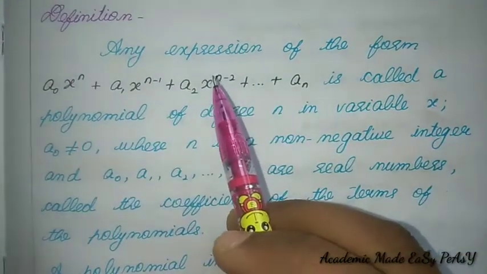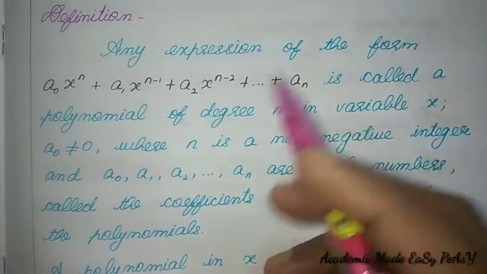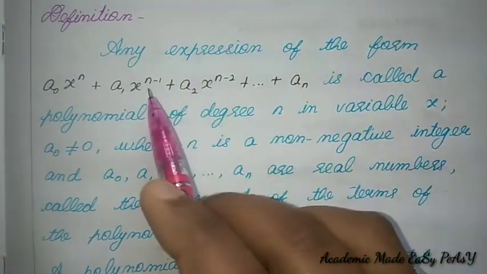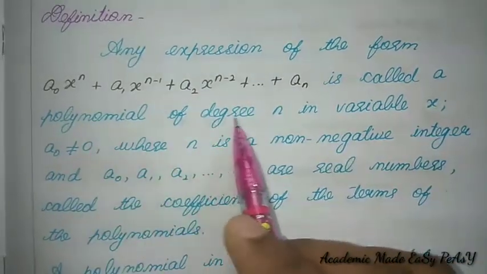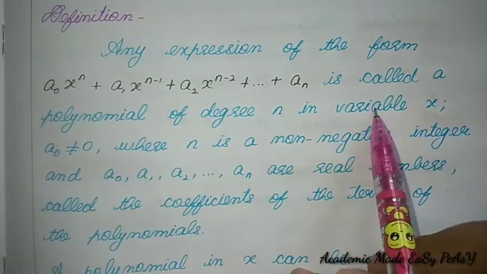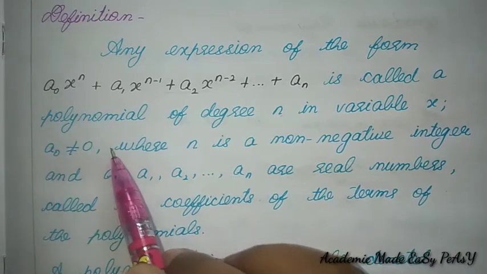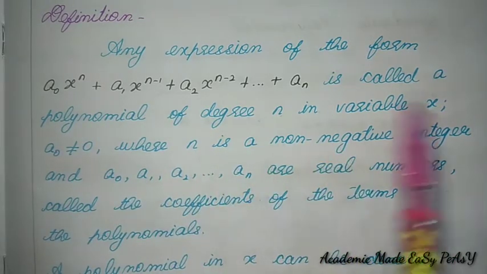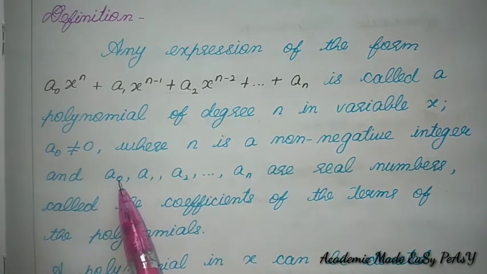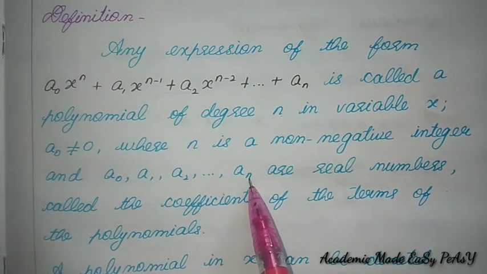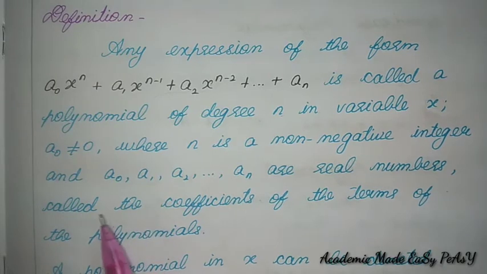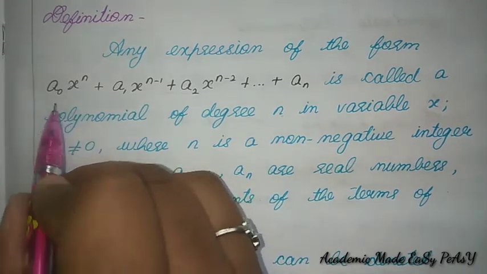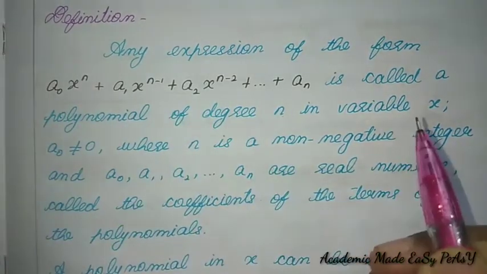First, let me give you the definition of a polynomial. Any expression of this form is called a polynomial of degree n in variable x, where a is not equal to 0, where n is a non-negative integer, and a0, a1, a2, etc. an are real numbers, called the coefficients of the terms of the polynomial. See, it's nothing but this expression.